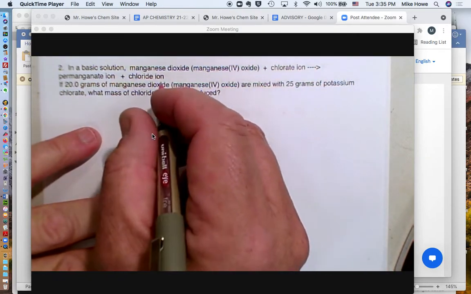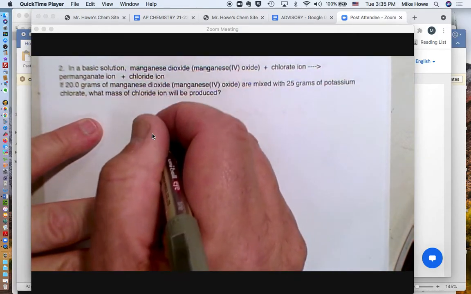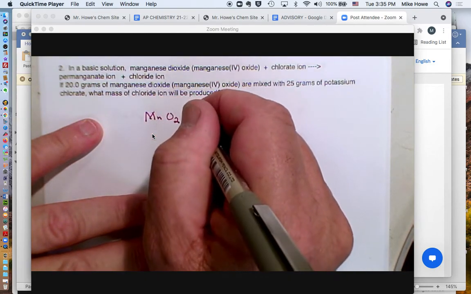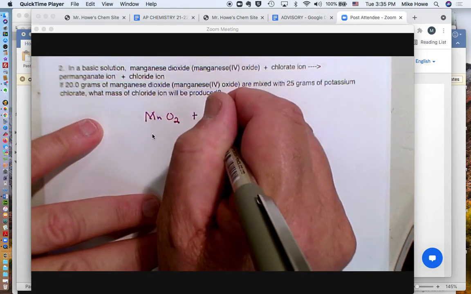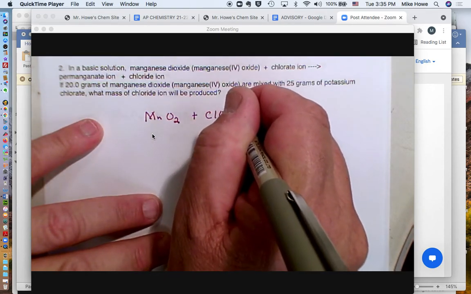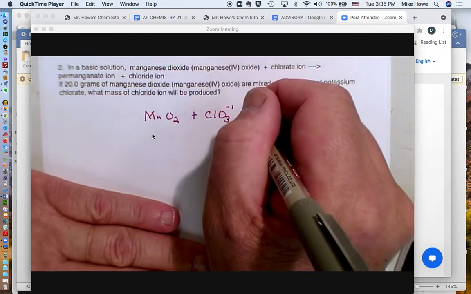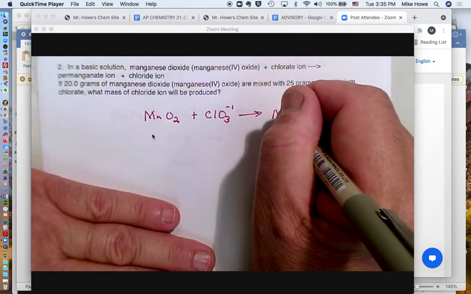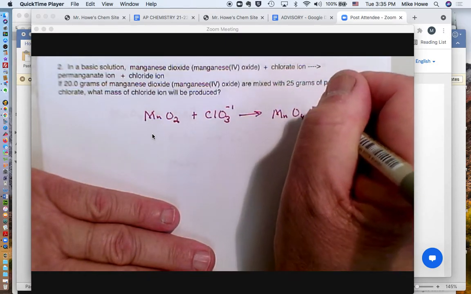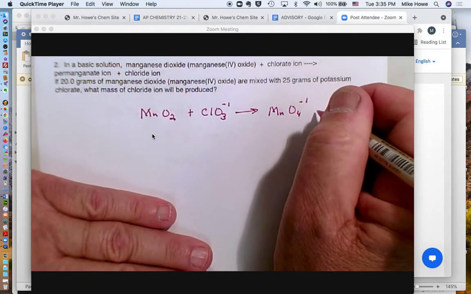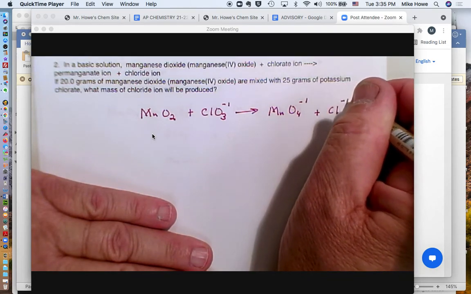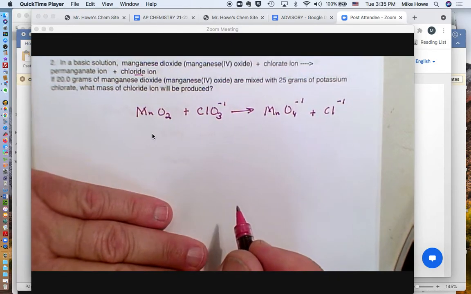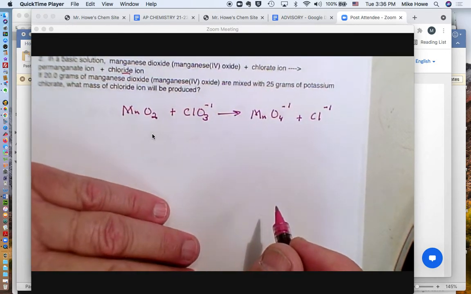All right, so writing this equation, we have manganese dioxide, which is manganese 4 oxide, which is MnO2. And it's going to react with the chlorate ion. The chlorate ion is ClO3 with a -1 charge. It's time for you to begin to know these ions, so it's easier if you don't have to look them up. The permanganate ion is MnO4 with a -1 charge, and the chloride ion is Cl with a -1 charge. The -ide ending tells you that it is at the end of a binary compound, and it's always going to have a -1 charge when it's there.